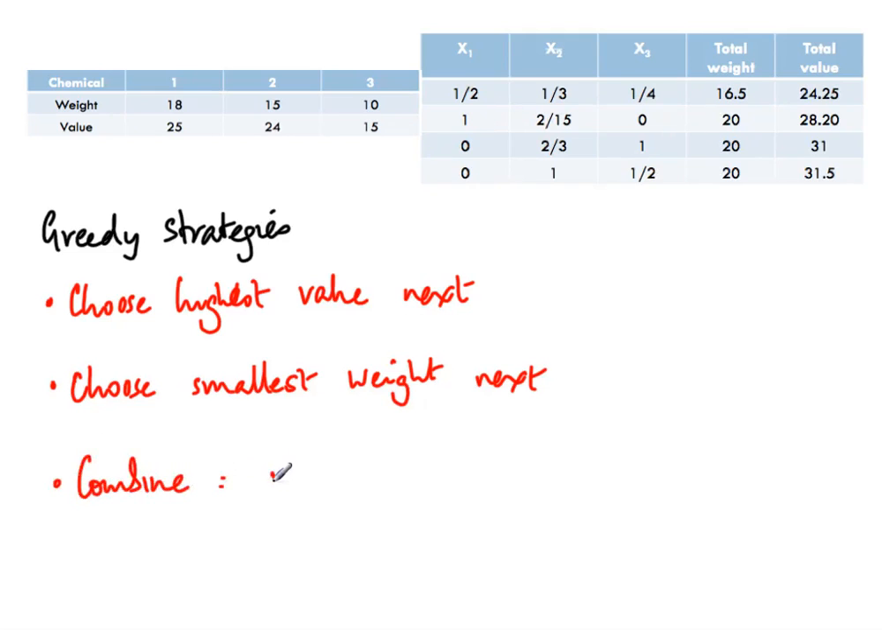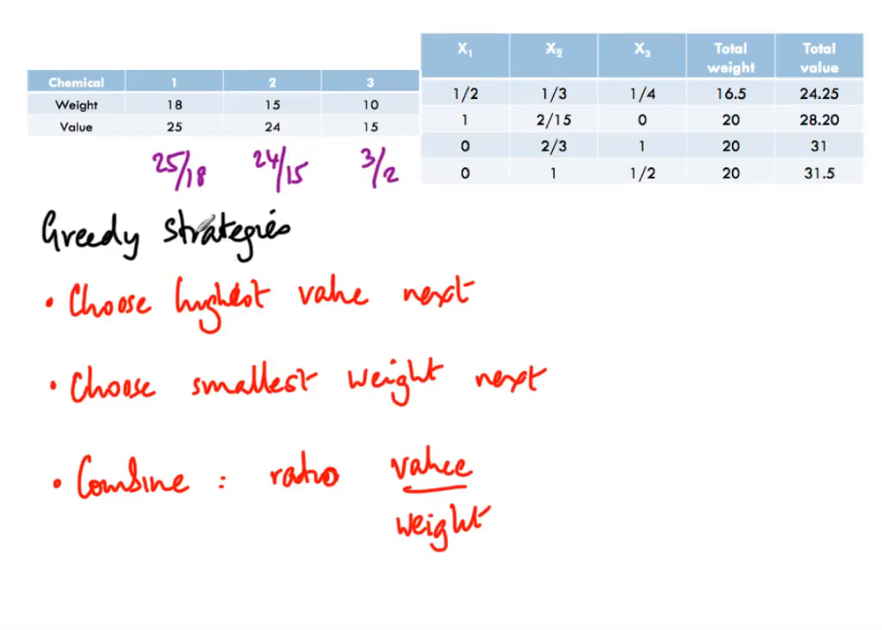So you want to look at the ratio of value upon weight. Right? So you want to say, if I take 1 unit of a particular chemical, what is the value that I will get for that 1 unit? Because that is determined by the overall unit cost. We're really looking at the unit cost, right? So if we compute unit cost, for example, here the unit cost is 25 by 18. Okay, here it is 24 by 15, which is actually 8 by 5, and here it is 3 by 2, right?